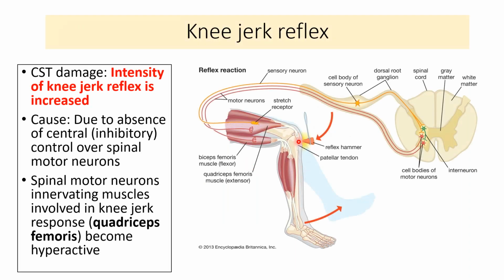Now there is one more test, which is the knee jerk reflex. Because of the absence of the central inhibitory control over the spinal motor neurons, there is exaggeration of the knee reflexes. So the knee jerk reflex will be more intensified. This is a hammer held by the clinician, who hits the quadriceps femoris tendon. This is also exaggerated because the spinal motor neurons innervating the quadriceps femoris muscle become hyperactive. This is a reflex arc that should normally be there, but there will be exaggeration of the knee jerk reflex in case of corticospinal tract injury.